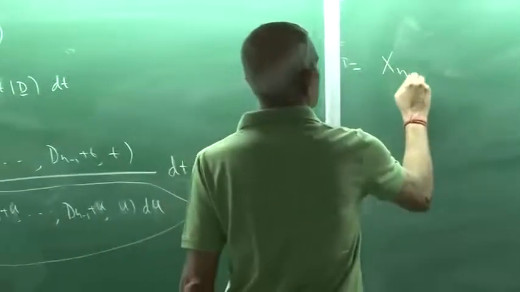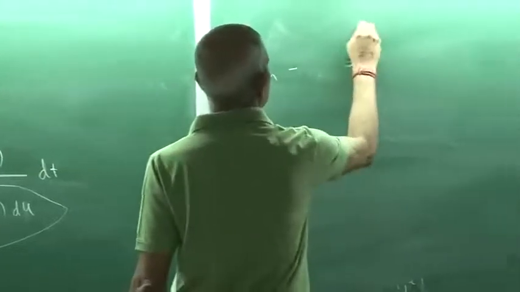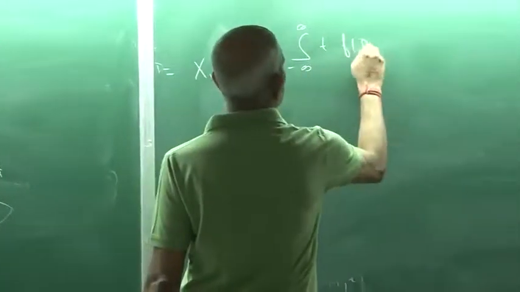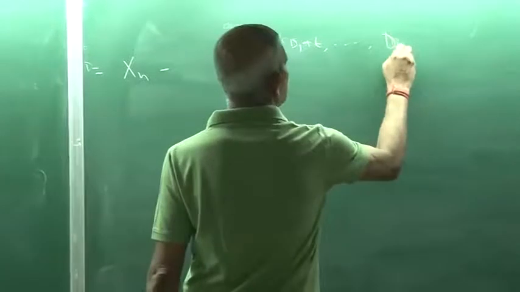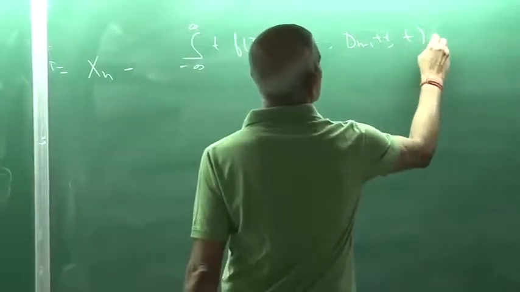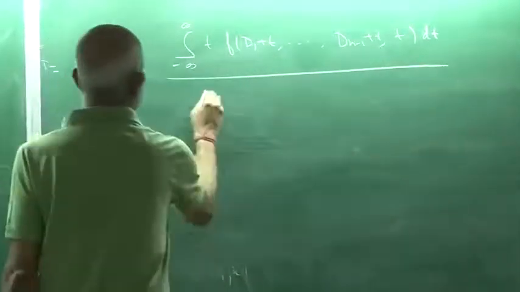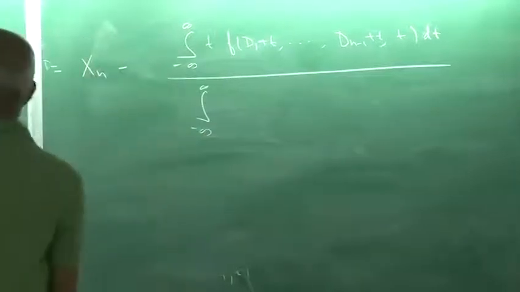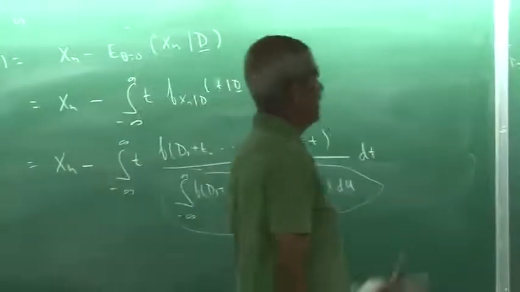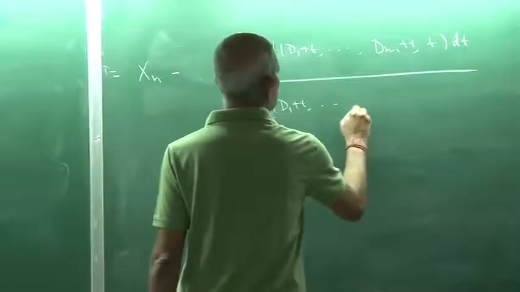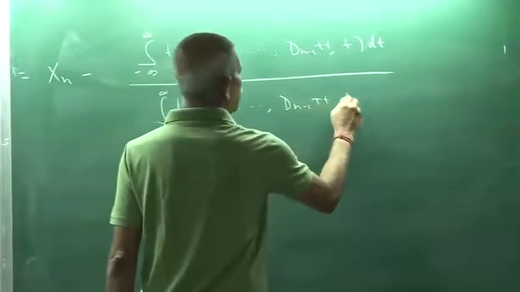Okay, it's not visible, so let me write it a little bit below. So this is same as xn minus infinity to infinity t times f of d1 plus t, dn minus 1 plus t, t, dt, divided by minus infinity to infinity of this quantity. Now again I can replace u by t. So this is same as f of d1 plus t, dn minus 1 plus t, t, dt.